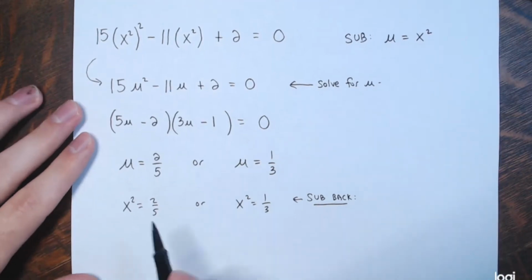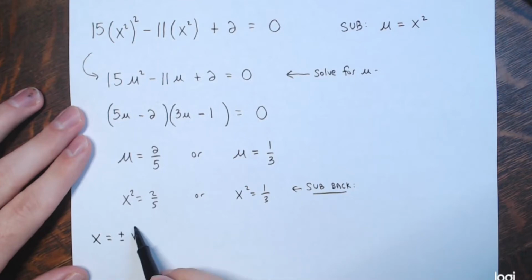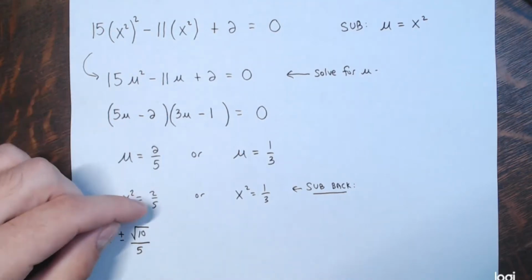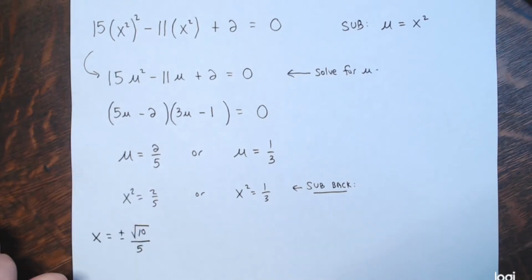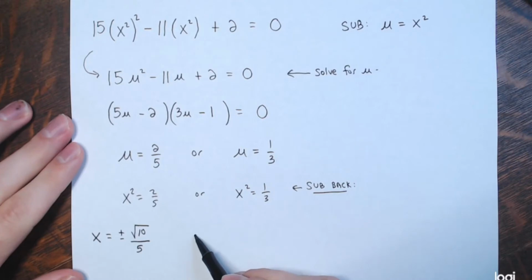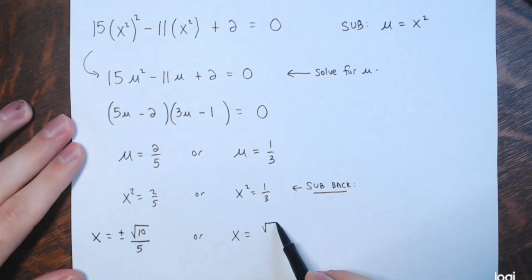If x squared is 2/5, then x must be positive or negative square root of 2/5, which would be the square root of 10 over 5 after rationalizing. I have the square root of 2 divided by the square root of 5, and I multiply the top and bottom by the square root of 5. I'm rationalizing the denominator. And then same thing over here, x equals the square root of 1/3, which is just the square root of 3 divided by 3 after rationalizing.